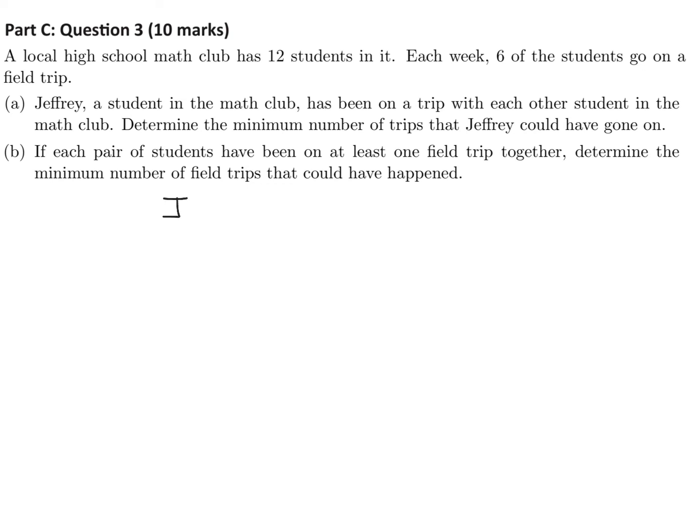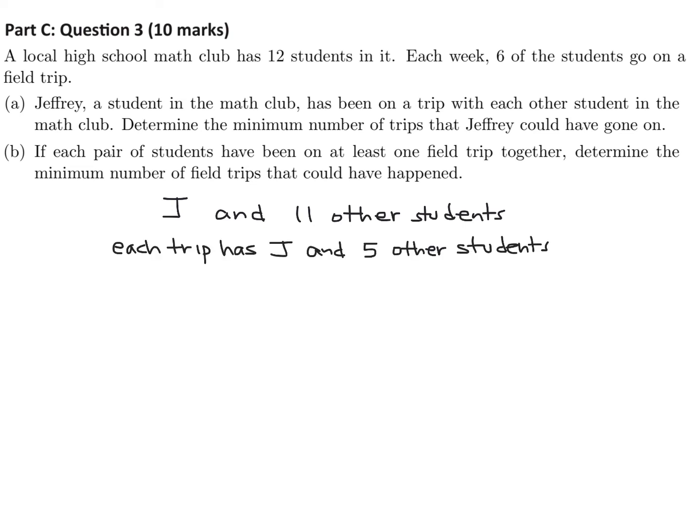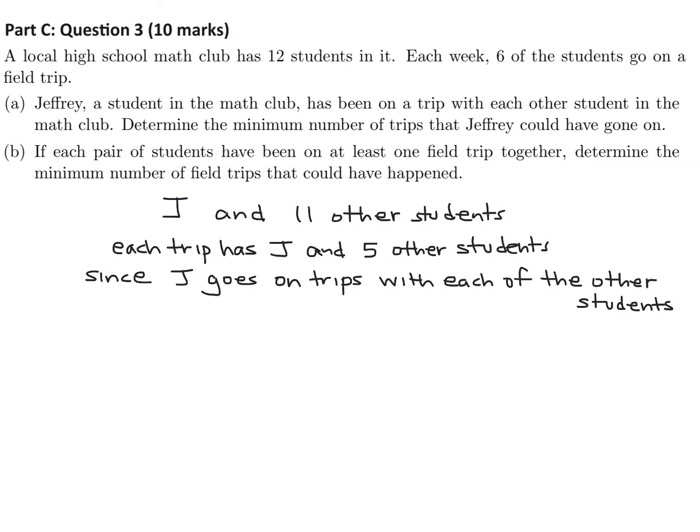Well, we have Jeffrey and we have 11 other students. And we have to take into consideration that each trip has 6 students, and that basically means Jeffrey and 5 other students. Now, since Jeffrey goes on trips with each of the other students, he must go on 11 over 5 trips. Now, whatever the integer value is. So 11 over 5 is 2.2.